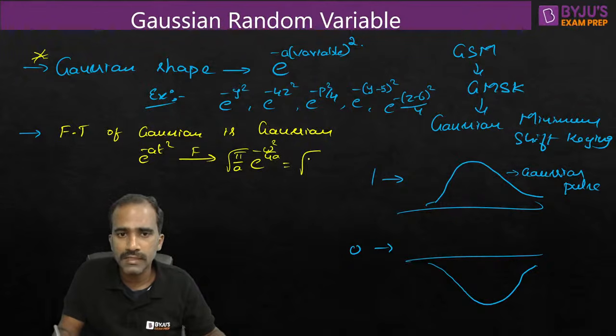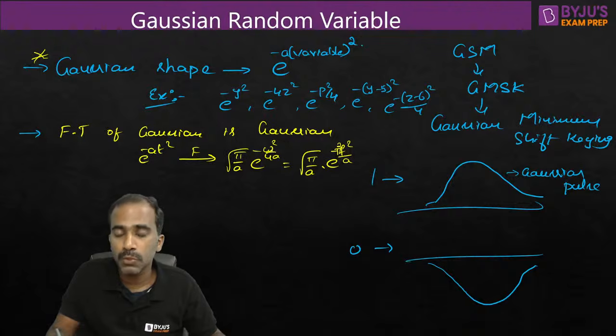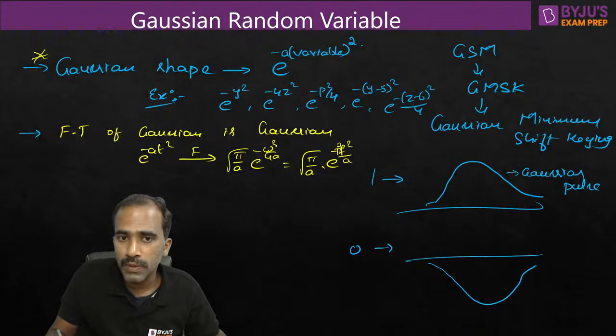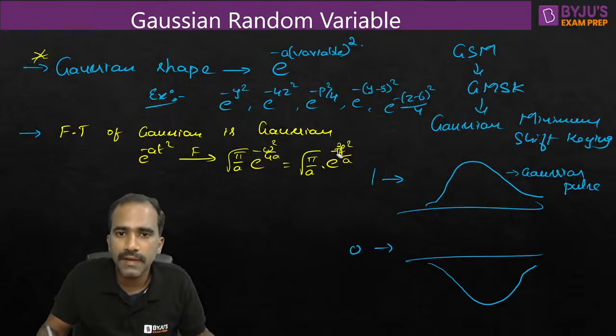You can also write this as root of pi by a into e power minus pi square f square divided by a, replacing omega with 2 pi f. 2 pi whole square is 4 pi square f square. So the 4 gets cancelled. See this? When you replace omega with 2 pi f, it becomes 4 pi square f square, the 4 gets cancelled, and it becomes pi square f square by a. So this you can remember.